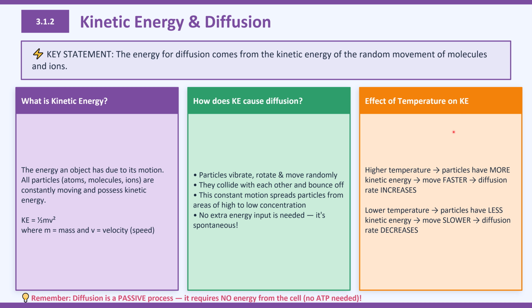Effect of temperature on kinetic energy. This brings us to a major factor, that is temperature. At higher temperature, particles gain more kinetic energy, they move faster, they collide more often, and therefore the diffusion rate increases. Conversely, at a lower temperature, particles have less kinetic energy, they move slower, and the diffusion rate decreases. If you want to speed up diffusion, just turn up the heat.